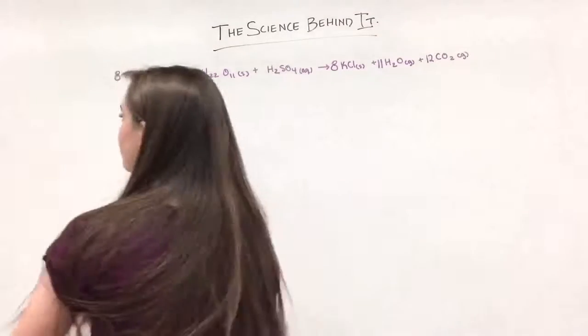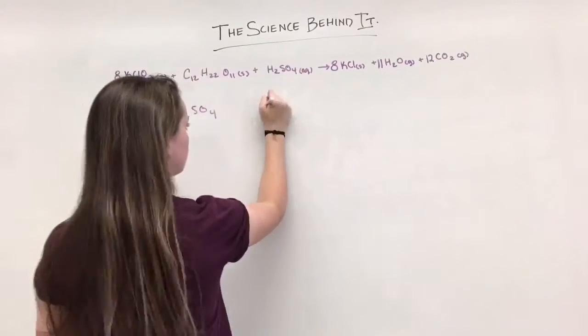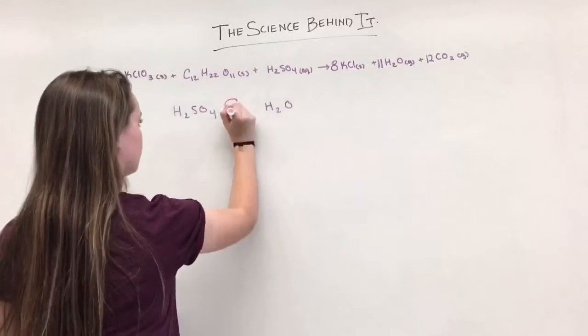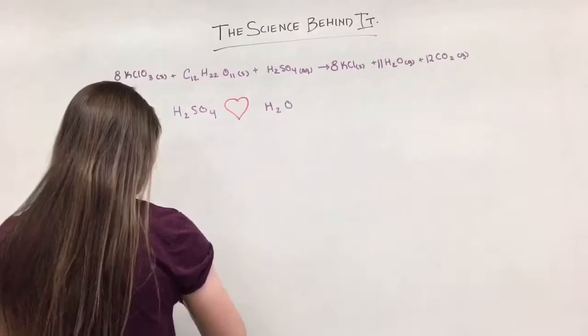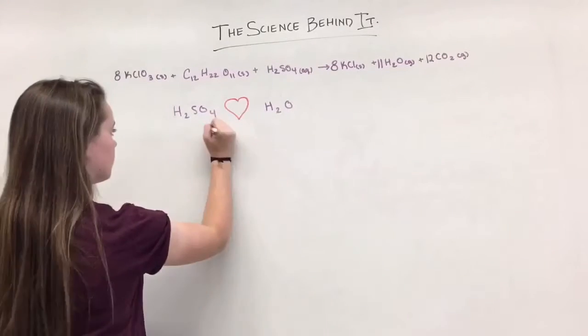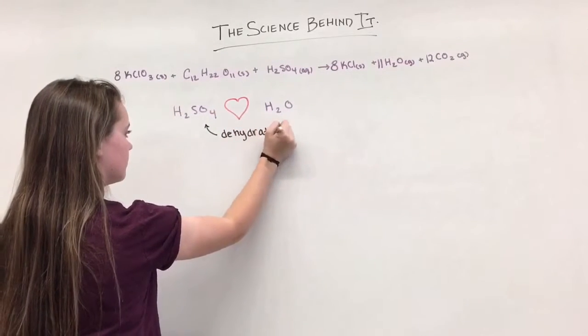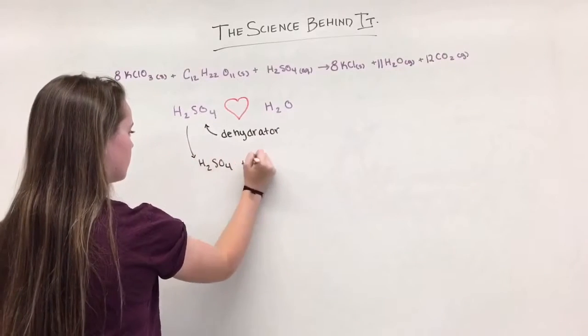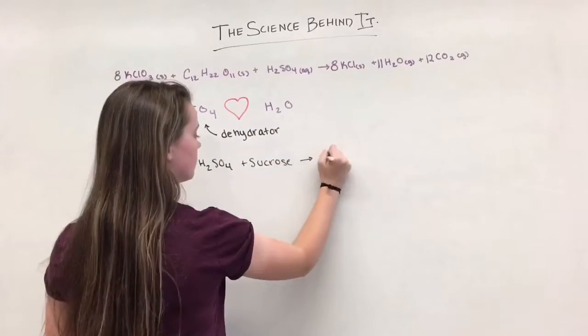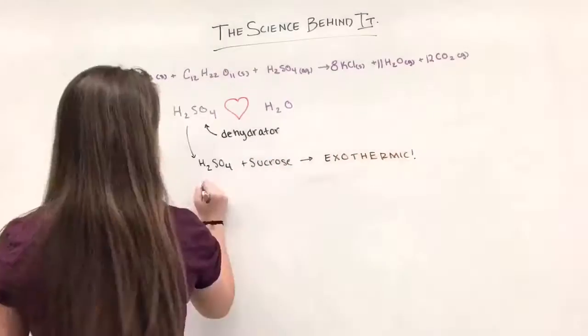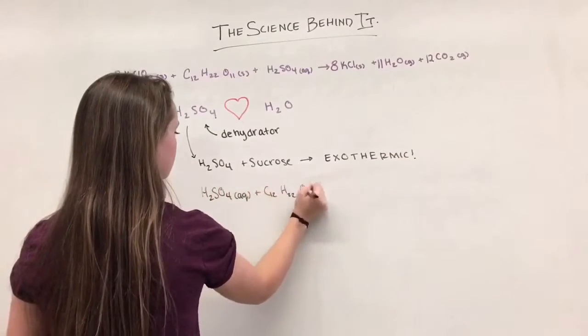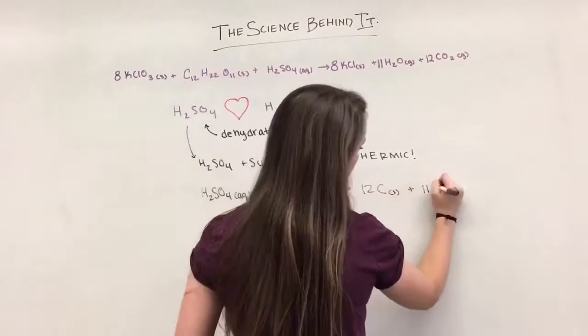Sulfuric acid has a strong affinity for water, making it an excellent dehydrator. When added to a compound, sulfuric acid will pull water molecules out of the compound. In this demonstration, sulfuric acid was added to sucrose. The dehydration reaction produces elemental carbon and water.